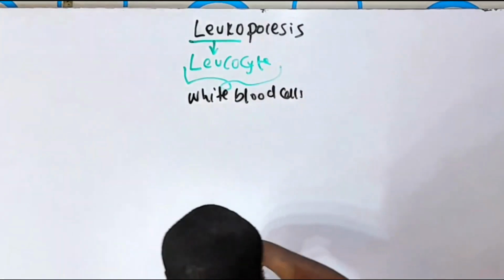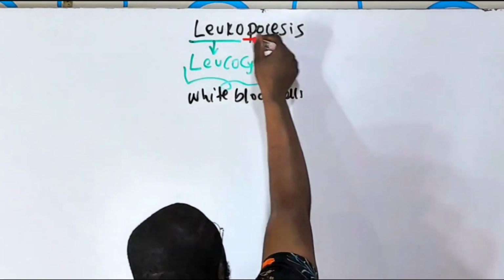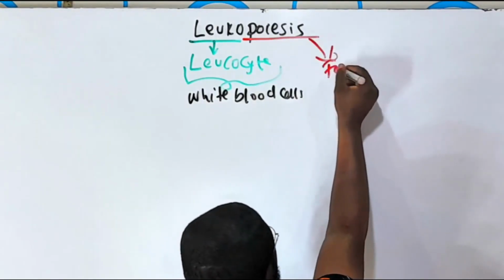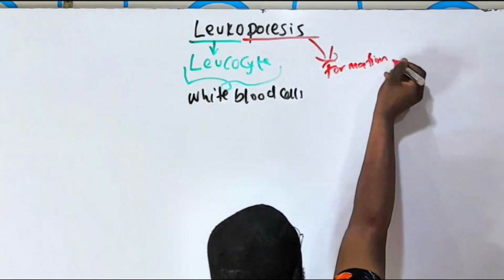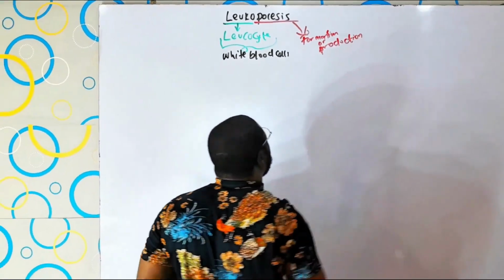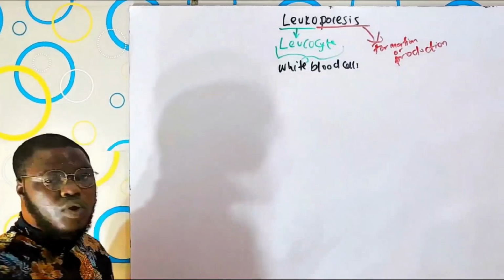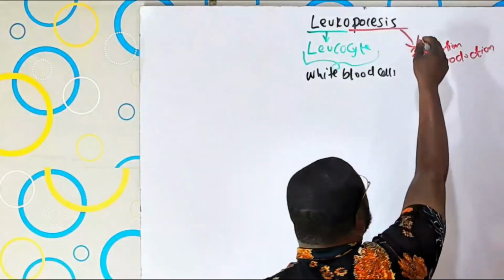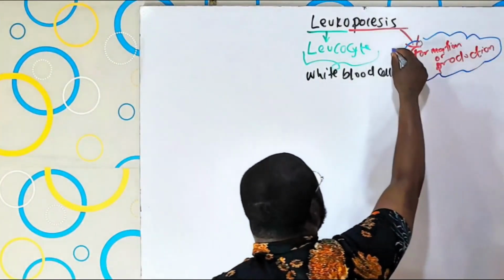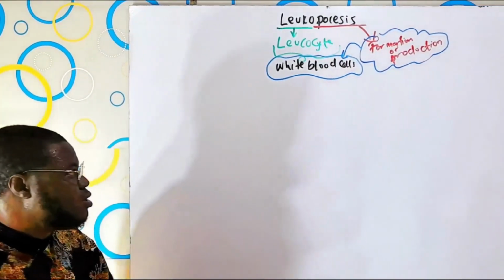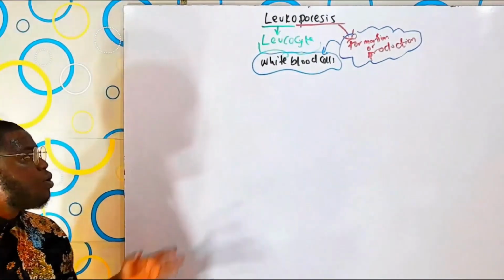And when you say poiesis, you've known that since our erythropoiesis days. Poiesis means formation or production. Cool. So leucopoiesis strictly means the production or formation of white blood cells. And that is a straightforward definition of leucopoiesis. Leucopoiesis is the production of what? Of white blood cells.